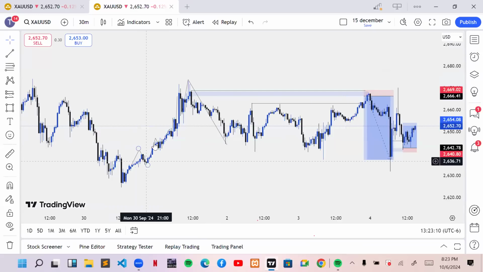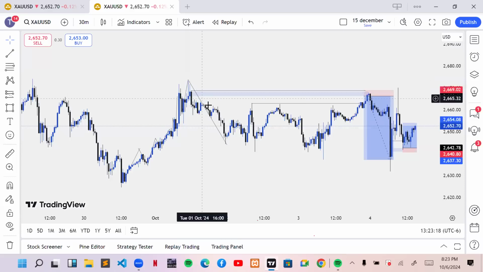Higher highs, higher lows, higher highs. So we're taking buy continuations. But what did the market do? This was the last low in the market. But this particular move that happened here now turned the market.